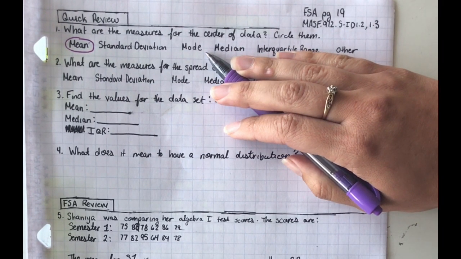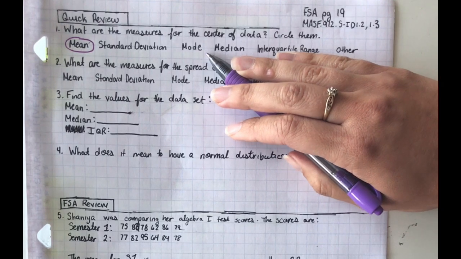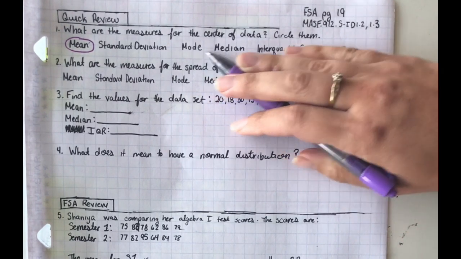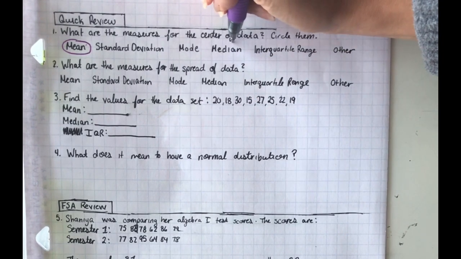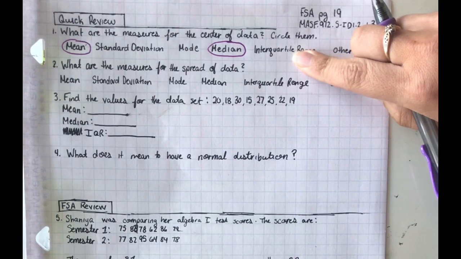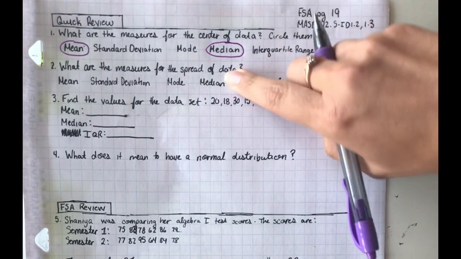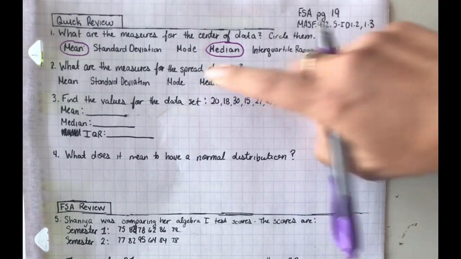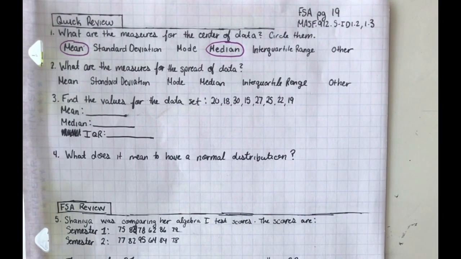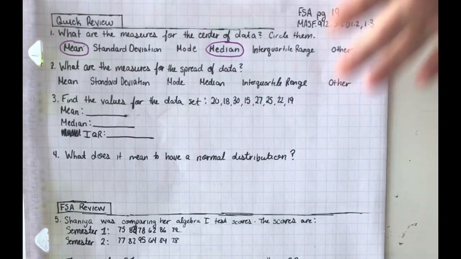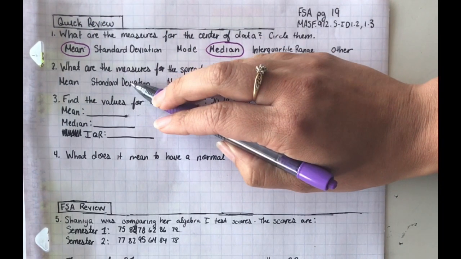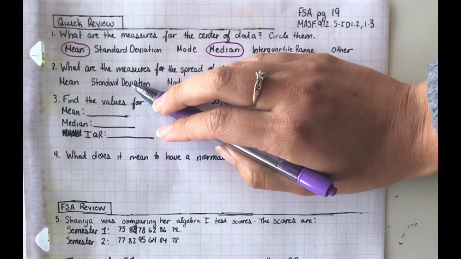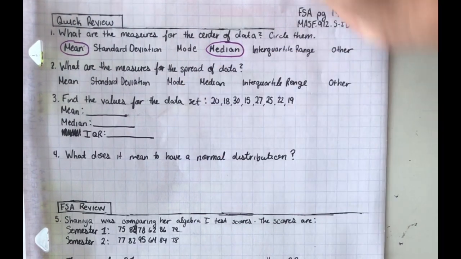Mode is the number that shows up the most, and it is not always a number in the middle, so this is a no. Median, it means middle. An interquartile range actually has more to do with the spread of our data. So with the spread of our data, that's kind of telling us how spread out our data is, how far things are from the middle, which actually is exactly what standard deviation is, how far the points are from the middle.